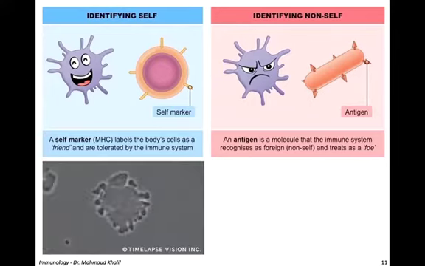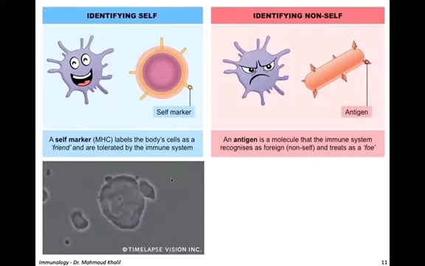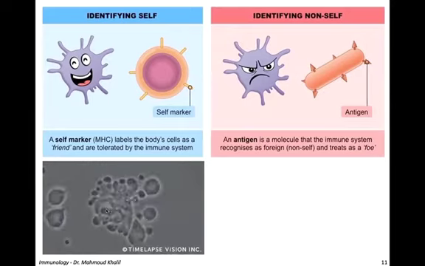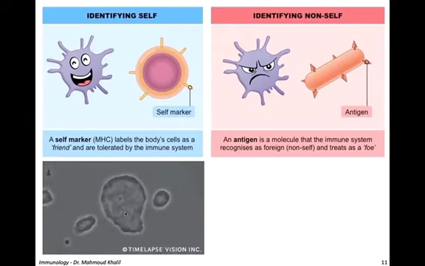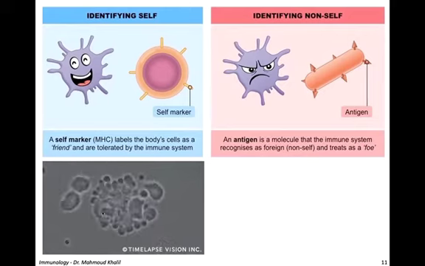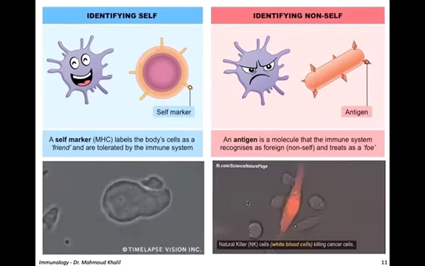From this animated figure, you can see the process of phagocytosis. You can see this phagocyte, and it is internalized now. Here is the process of internalization inside the phagocyte. And this animated figure is a very good one.